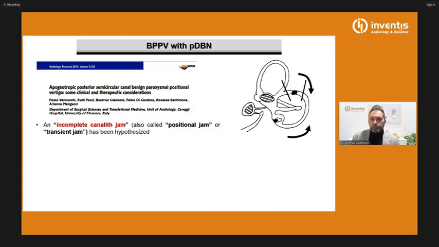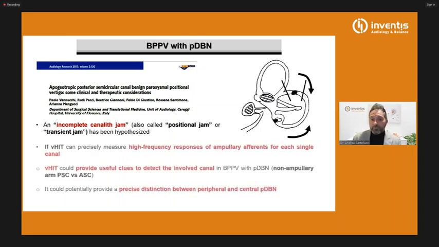But yes, this is the typical. This is one of the most important papers about the apogeotropic posterior canal BPPV leading to a persistent downbeat nystagmus. And our colleagues from Florence first hypothesized that probably an incomplete canal jam, also called positional jam or transient jam, could be the underlying pathomechanism.